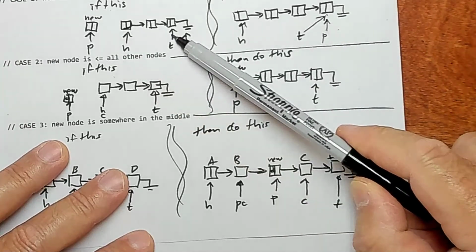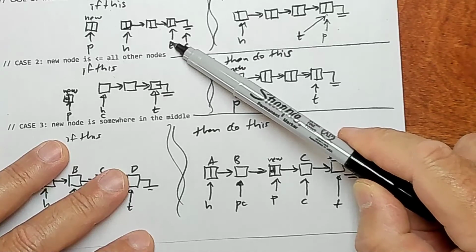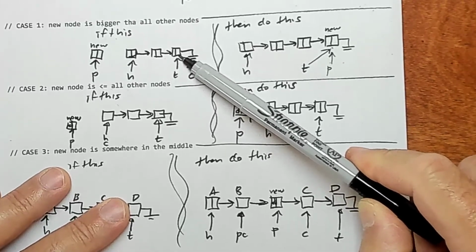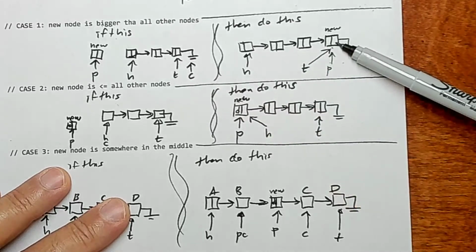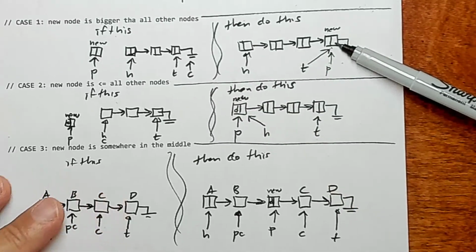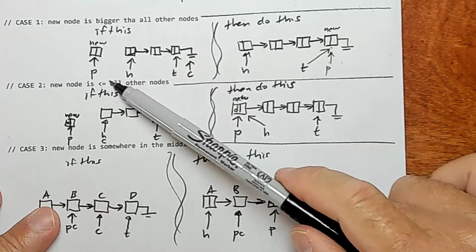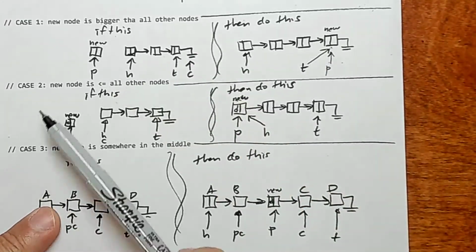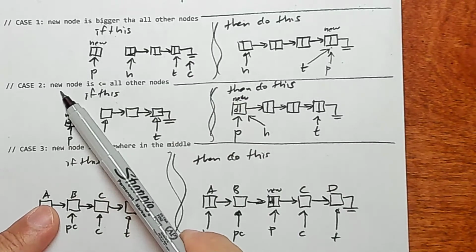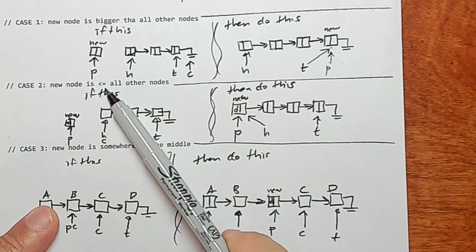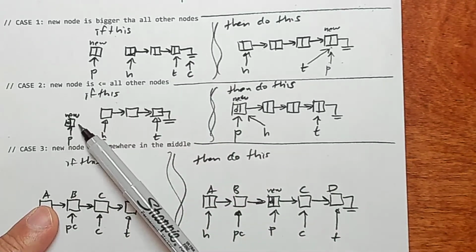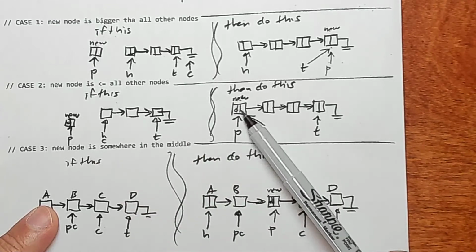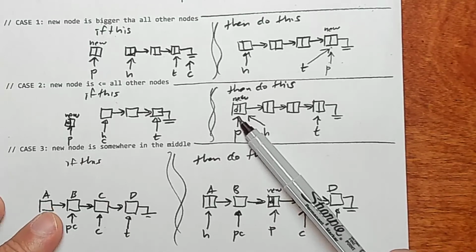So I have to take T and scoot it down, and then I have to take this pointer here and make it point to the new node. Okay, that's case 1, if the data in the new node is bigger than the data in all these other nodes. And the other condition is if the data in the new node is less than all the other nodes, in which case you need to scoot the head pointer back and put the new node at the beginning of the list.